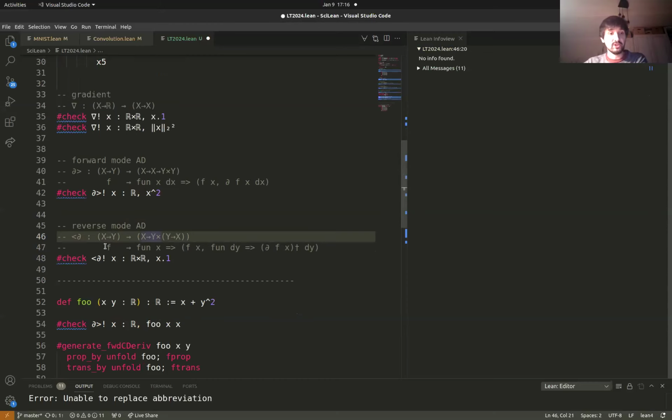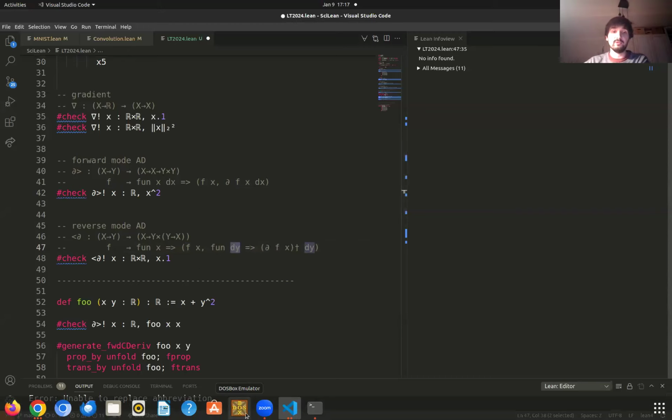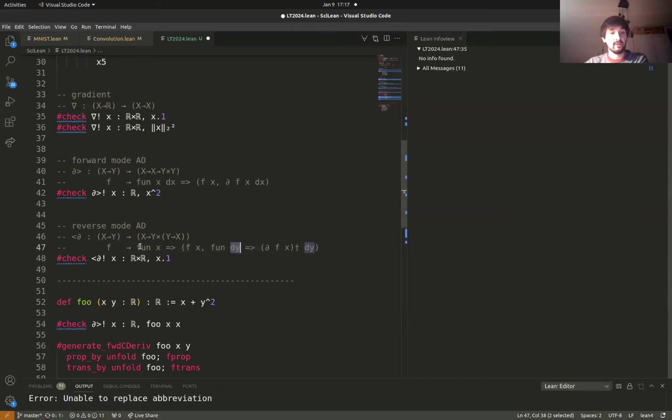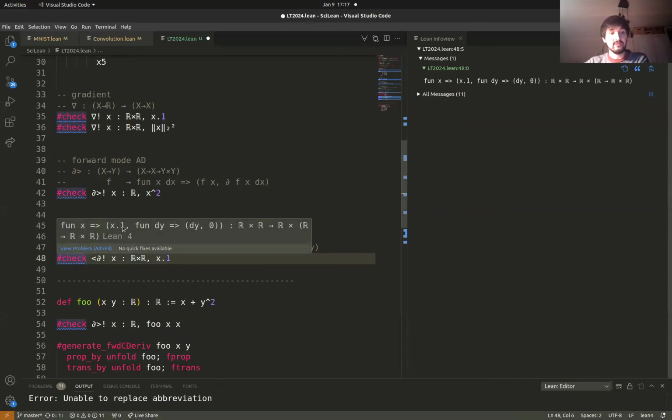So reverse mode differentiation takes a function and produces a function that produces a pair. Again, it produces the value of the program itself. But the derivative actually takes a change of the output and produces what should be the change of the input. So when we compute the reverse derivative of the projection to the first component, we get the original function. And then here we get: if we change the output by dy, then we should change the input by a pair (dy, 0).